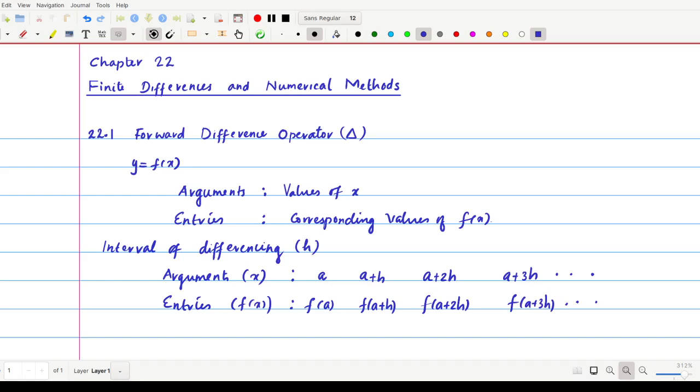Normally we denote these values as y0, y1, y2, y3, and so on. And we start with this a, which is called the first argument. So these are the terminology we need to use to define a forward difference operator.